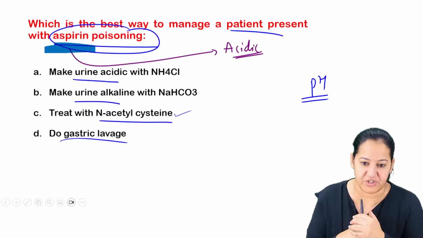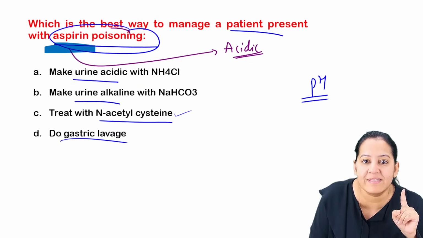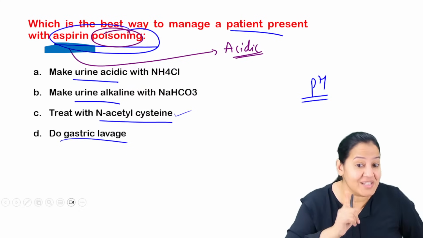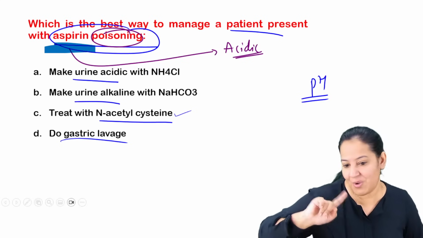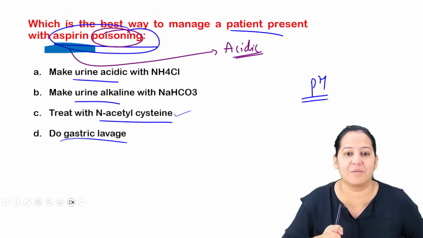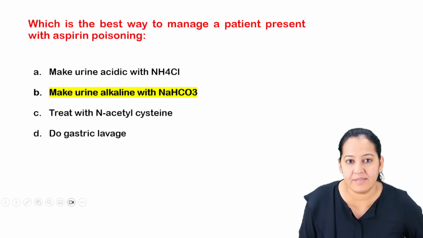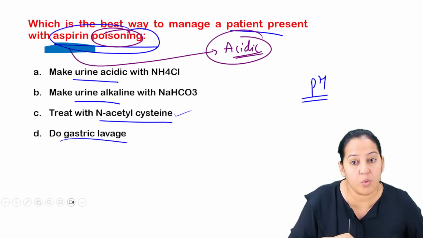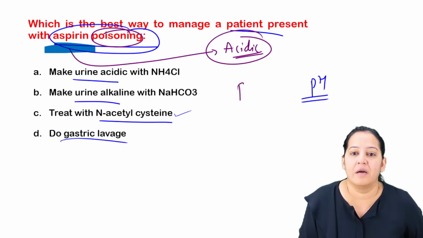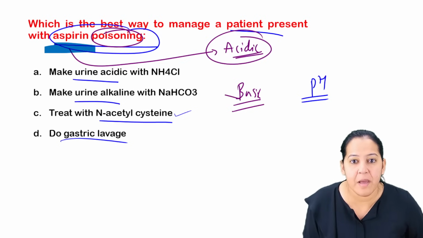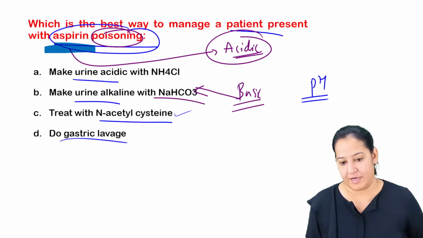And you want to treat your patient. The patient is a case of poisoning. You do not want absorption. You want excretion. And excretion is done in the opposite medium. Excretion is not done in the same medium. So it is an acidic drug, arsenic is the acidic drug. So you want to make the urine basic or alkaline. How to make the urine basic or alkaline? By giving an IV drip of sodium bicarbonate.